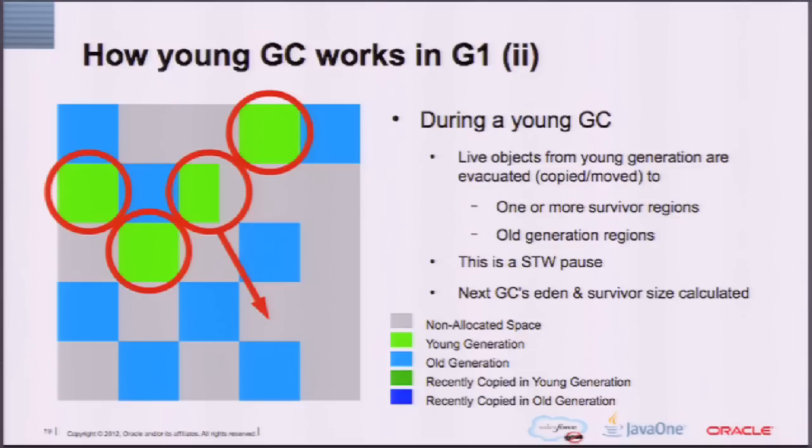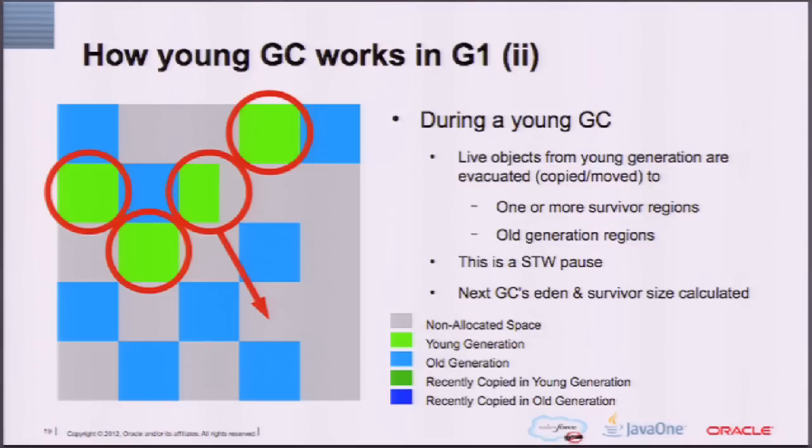So one thing that you might be thinking about here is, well, how do we do that? Well, there's some accounting information that we keep for each region, and I'll talk a little bit about that later. So based on this accounting information, we can get a sense of, based on a pause time target that we've set, we think it's going to take about this much time to do the next minor GC or the next young GC. That's how we figure out how to size the Eden and survivor space.